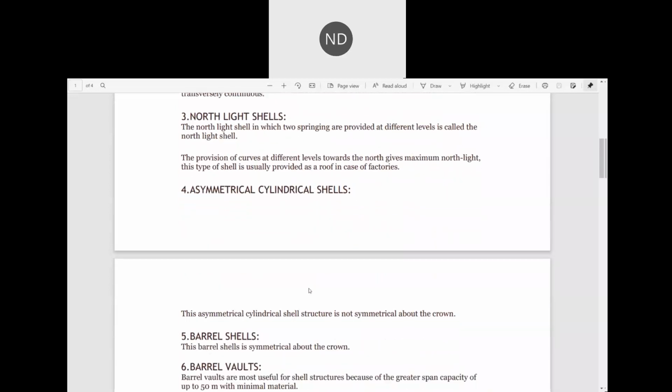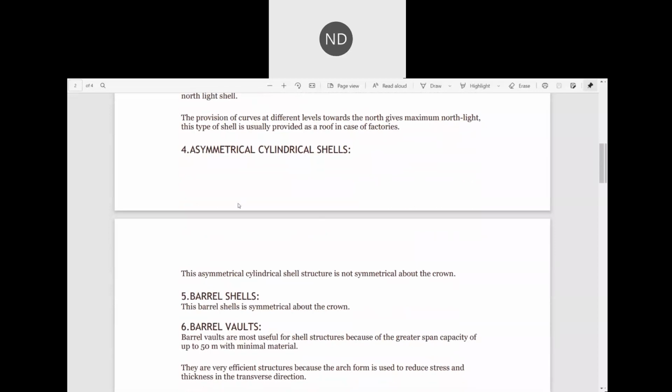Now asymmetrical cylindrical shells, what are those? This asymmetrical cylindrical shell structure is not symmetrical about the ground.